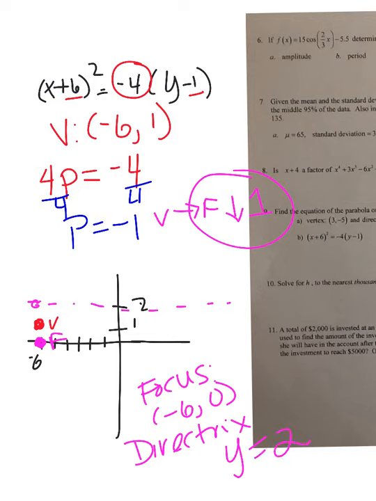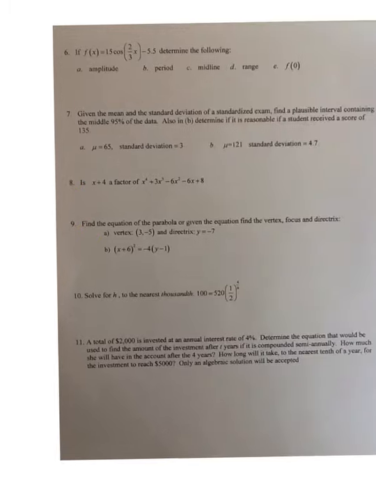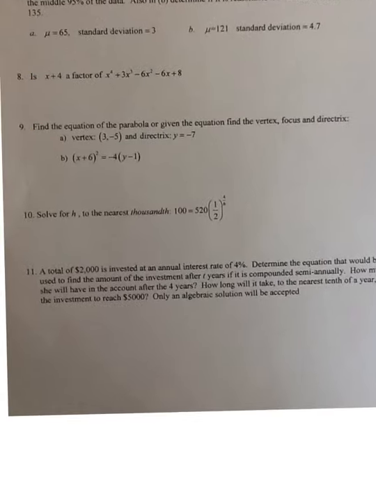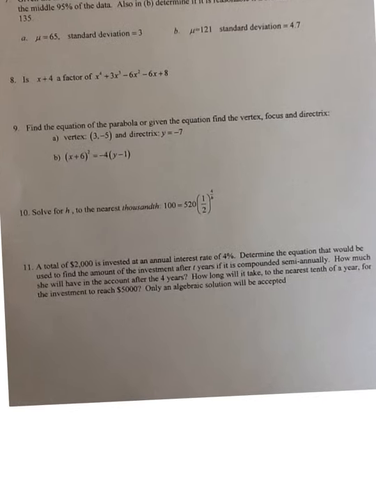Okay, so let's take a look at number 10. Let me clean this up. So this should be familiar. It is the half-life formula. So it's 100 equals 520 times 1/2 to the 4 over h power. We're solving for h. Let me just write this down.